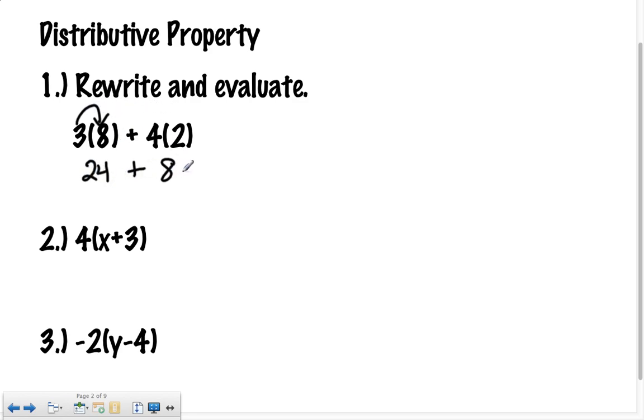And then the second part is actually evaluating, which is also known as solving. So we're going to do 24 plus 8, which is 32. So solving it would be 32. Rewriting it would be 24 plus 8. So depending on what your teacher expects, maybe both answers are just one. But because it said rewrite and evaluate, I would expect you to write both of these answers.